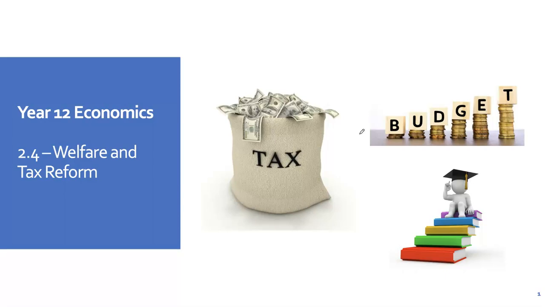Hi class, and welcome to this video for VCE Year 12 Economics, Unit 4 Outcome 2, which is all about aggregate supply. And in this video, we're going to think about the topic of tax reform, and specifically how does tax reform influence aggregate supply and how we can use tax reform to increase aggregate supply.